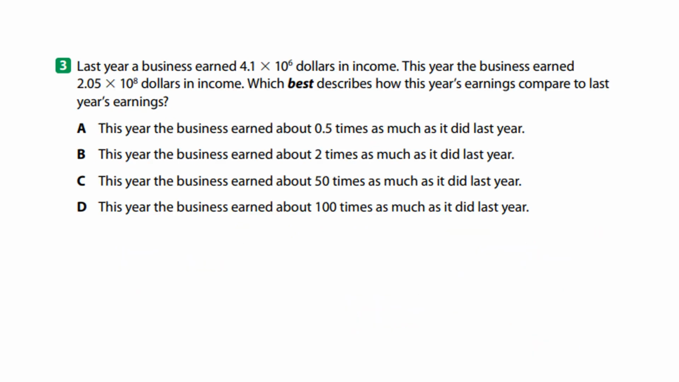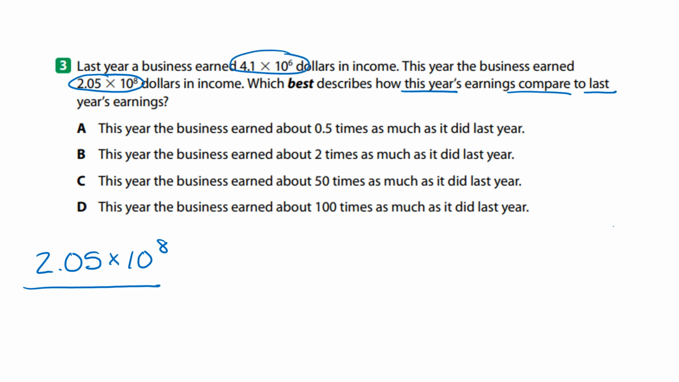Number 3, last year a business earned 4.1 times 10 to the 6th dollars in income. This year the business earned 2.05 times 10 to the 8th dollars in income. Which best describes how this year's earnings compare to last year's earnings? So we are comparing this year, which is 2.05 times 10 to the 8th. We want to compare them. Anytime we're comparing, it's a division problem. And we're comparing them to last year, which is 4.1 times 10 to the 6th.